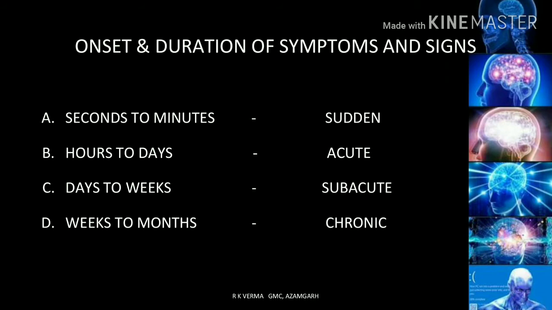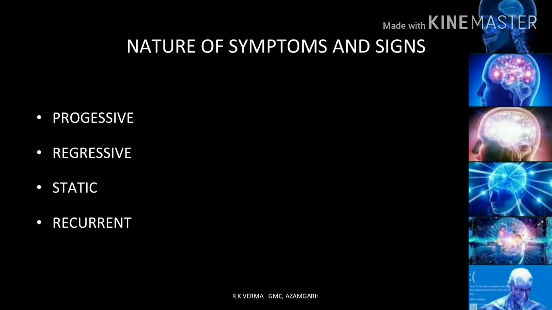If the symptoms and signs appear in seconds to minutes, the condition is sudden. If they appear in hours to days, it is an acute condition. If they appear in days to weeks, it is a subacute condition. And if it occurs in weeks to months, it is a chronic condition. Based on nature of symptom and sign, there are 4: progressive, regressive, static, and recurrent.